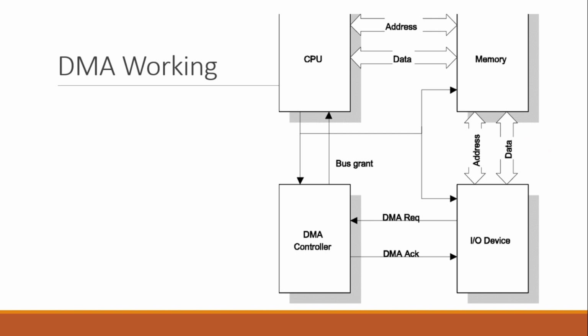takes charge of the system bus and transfers the data to or from memory. When the data transfer is accomplished, the DMA raises an interrupt to let the processor know that data transfer is finished, and the processor can take control over the bus again and start processing where it had left off.